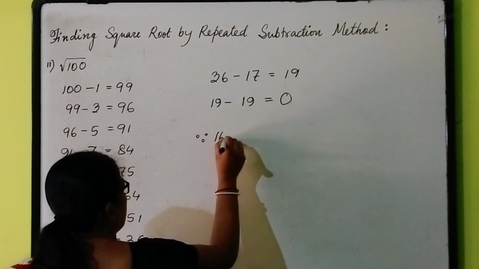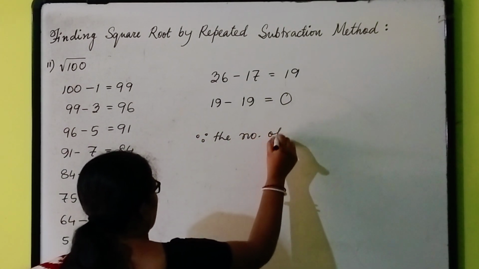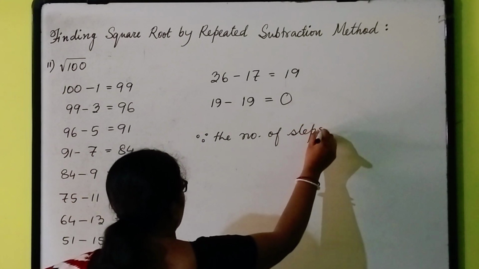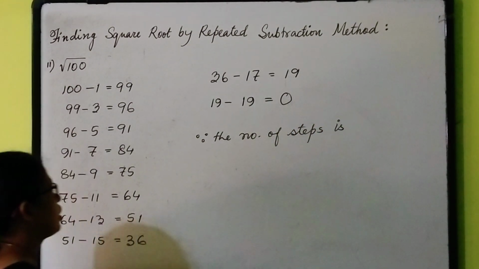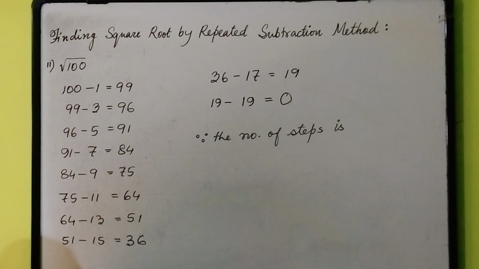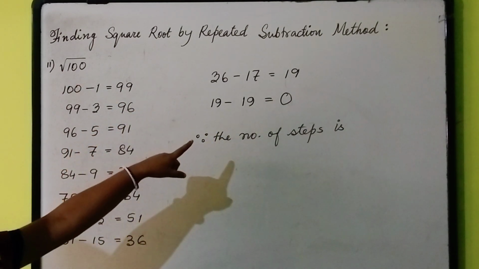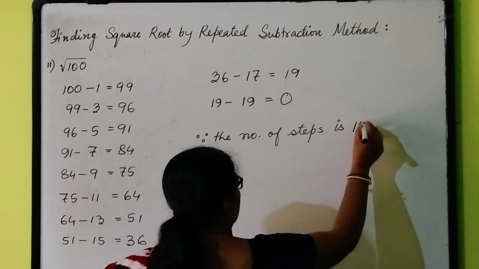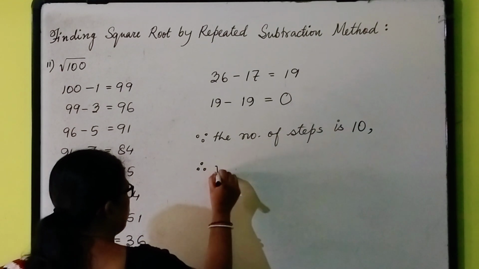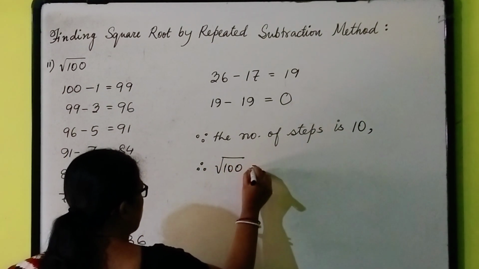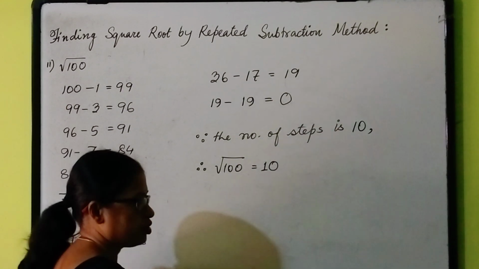So in how many steps or how many odd numbers you have subtracted, it will be 10, because 10 square is how much? You know it. So you can check yourself. Root over 100 is 10, because 10 square equal to 100. 1, 2, 3, 4, 5, 6, 7, 8, 9, 10. How many steps? 10. So therefore, root over 100 is equal to how much? 10. Understood, my dear students?